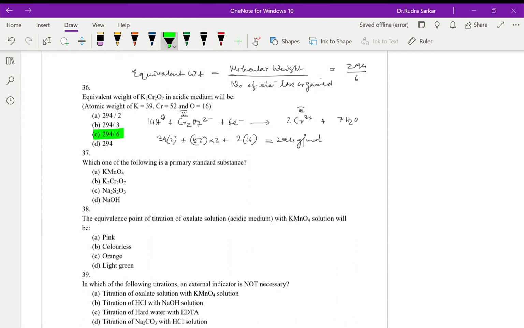Which one of the following is a primary standard? The qualities for a primary standard are the following. It should be air stable, non-volatile, non-effervescent, non-deliquescent, and should be stable in aqueous solution.